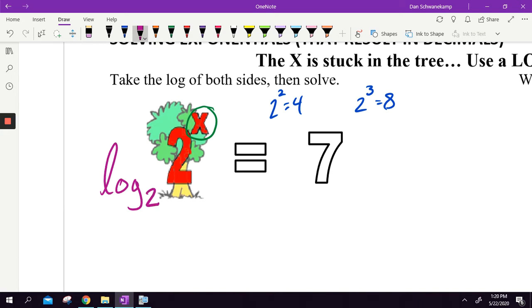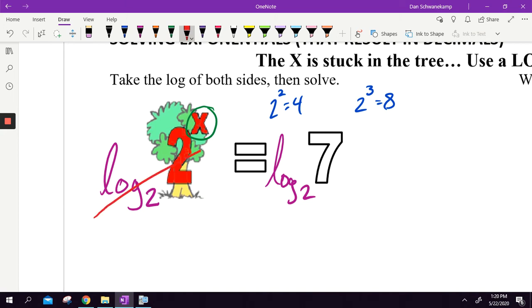We're going to throw a log. So I'm going to throw a log at the left side. Whatever I do to the left side, I've got to do to the right side. And then understand why we can do that. I've got log base 2 and 2. Those two things are inverses. So what's going to happen when I take log base 2 and 2 and put them next to each other?